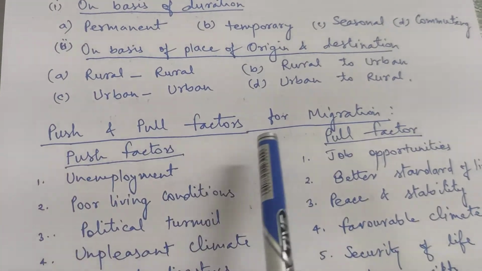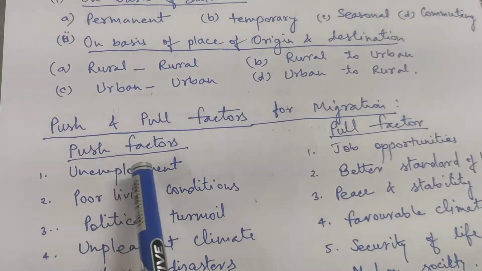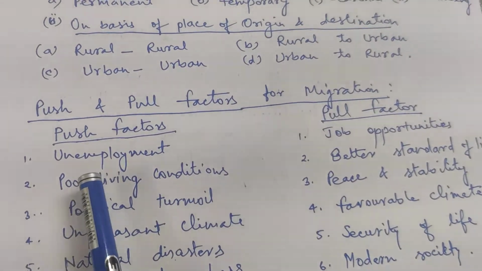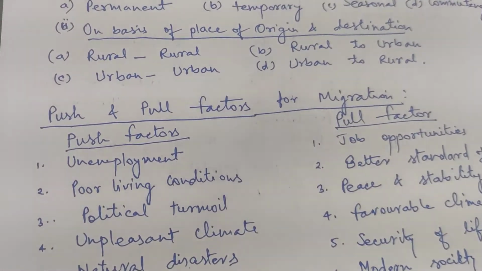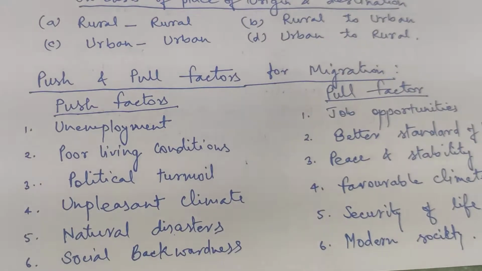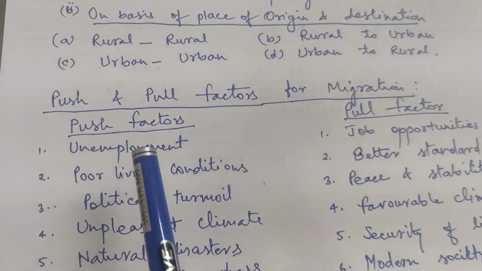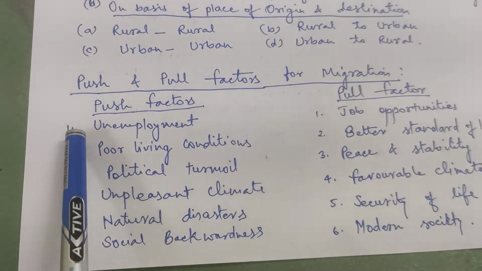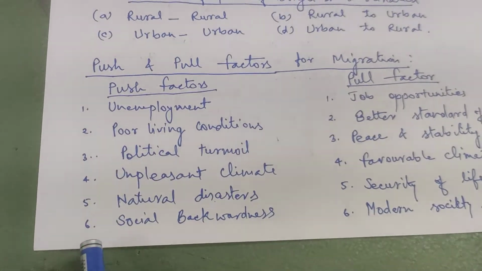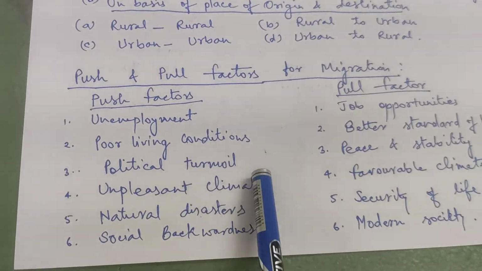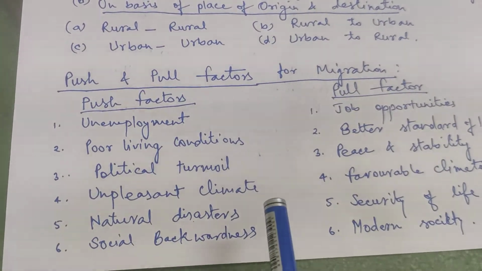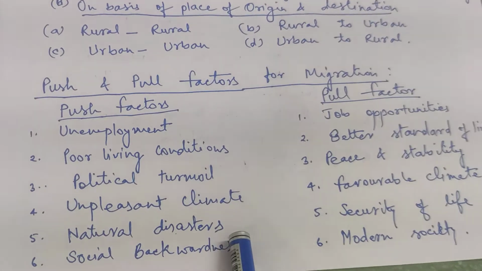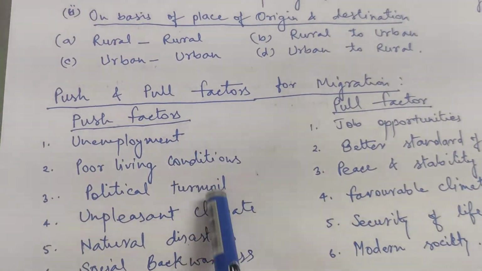Now, push and pull factors of migration. Push factor means the factors which push, which compel people to leave an area. First one is unemployment. If there is unemployment in a place, people want to leave that area. Poor living conditions, political turmoil, unpleasant climate, natural disasters, and social backwardness. These are all factors people want to move away from.